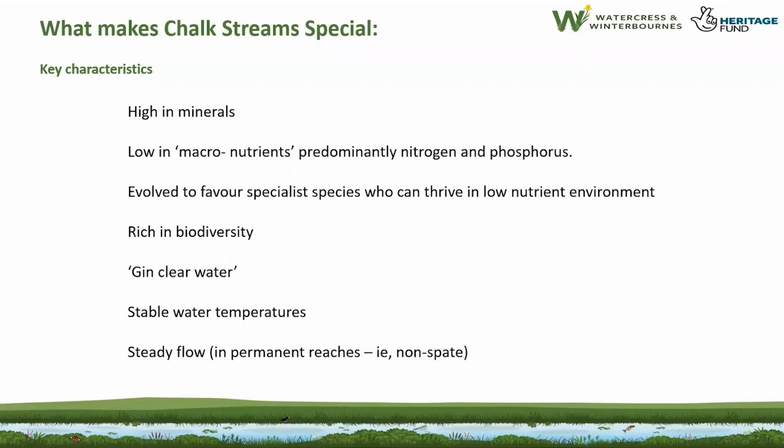So those are things, predominantly things like nitrogen and phosphorus, sometimes dissolved organic carbon, the sort of things that you put in your garden to help your plants grow. And what makes our rivers special is that a lot of the species have evolved in that system, and they are specialist species who can thrive in those low macronutrient conditions. And that means that we've got this real biodiversity that you don't see in other places, because sometimes you get these dominant species in these other systems where there are these high macronutrients.